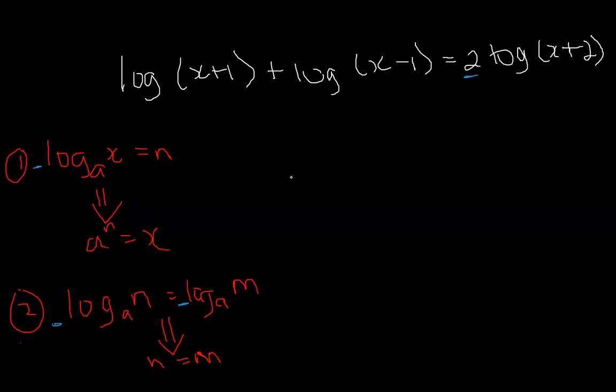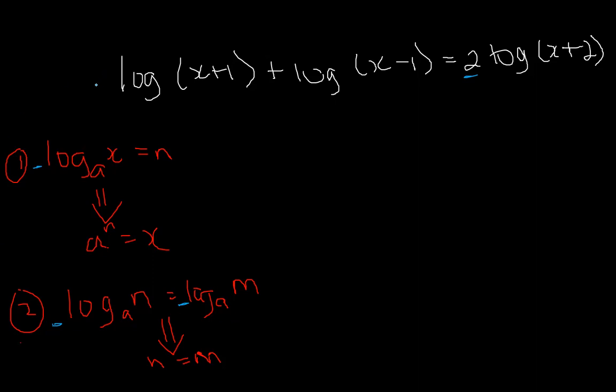Also, just like the other example, I have 2 logs on one side and then 1 log on the other side. If you look at your 2 rules, none of these rules talk about 2 logs being on one side and then 1 log being on the other side.